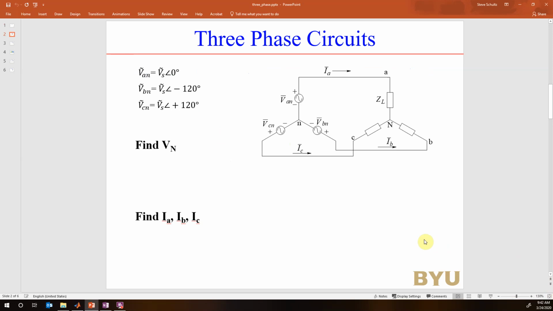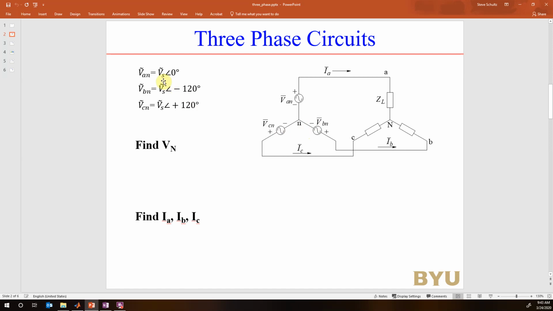So here's a basic picture of a three-phase voltage source. You can see that we basically have these three independent voltage sources that are all connected in what's called a Y configuration. We also have a load that's configured in a Y configuration, where each of the loads has the same impedance.